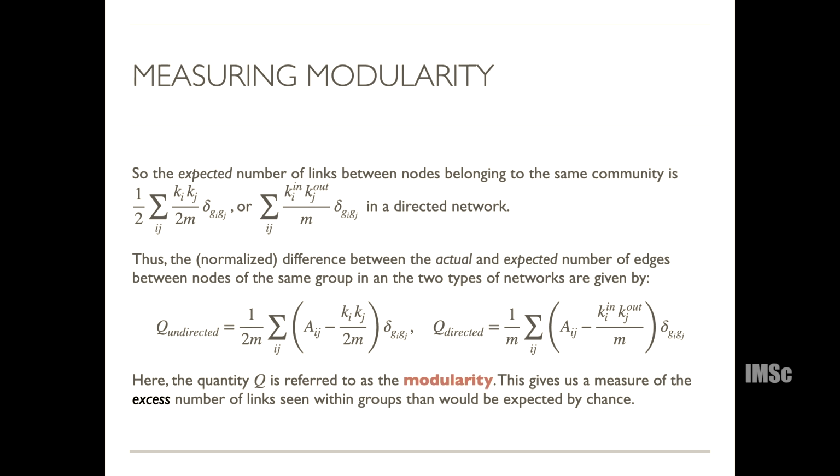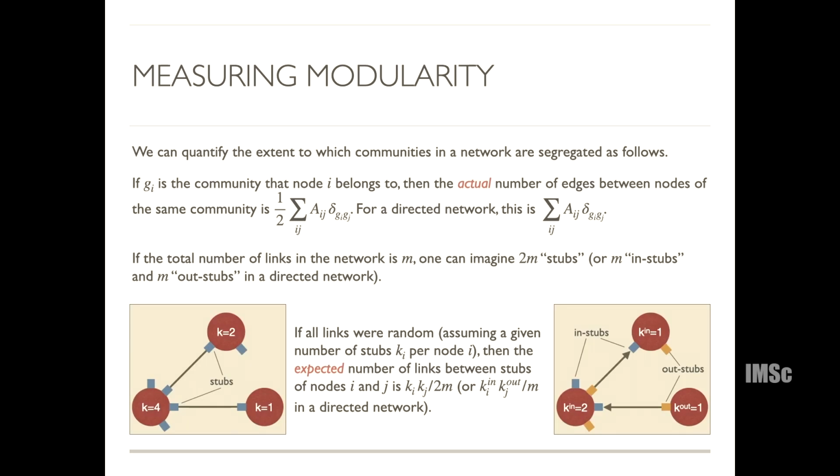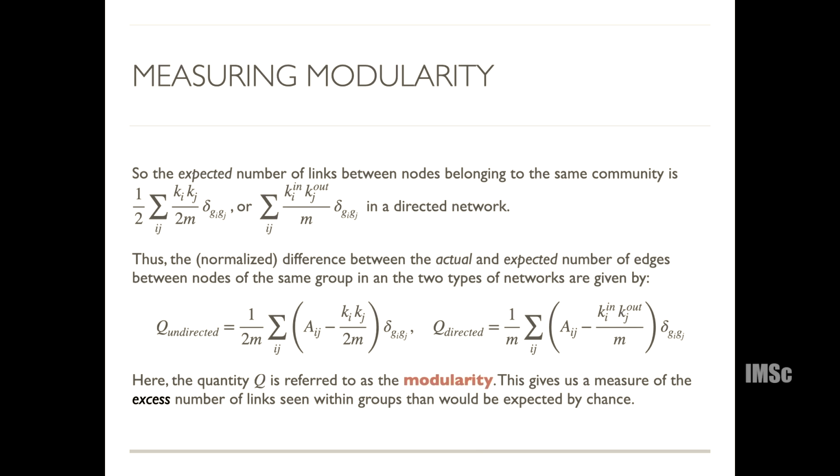I say that if I take the difference between the actual and the expected number of edges between nodes of the same group, this should be in the two types of networks. It's just this, right? So basically, I'm just going to take this, subtract this, and I get this. And all I've done is I've just scaled. I've divided by m, where m is the total number of links. That's what I've done. And the same thing I've done over here as well, for the case of a directed network.